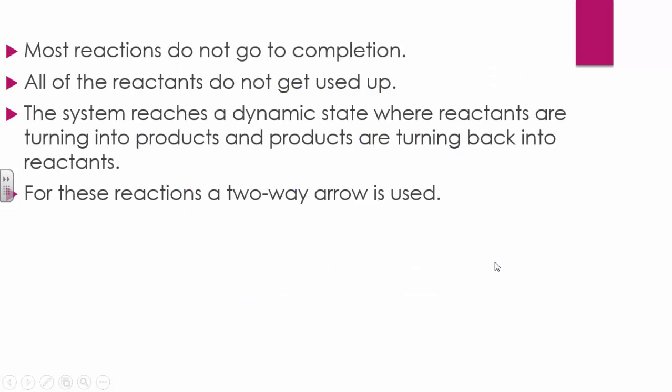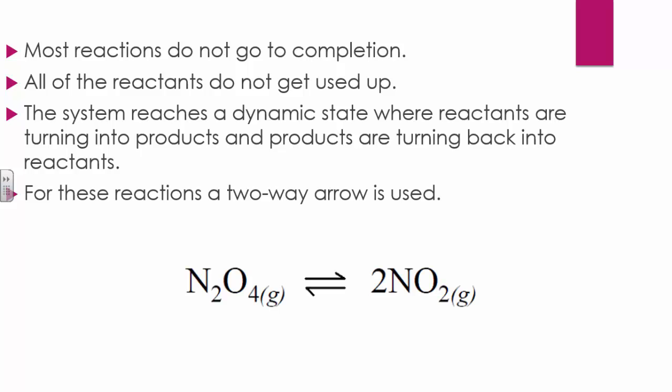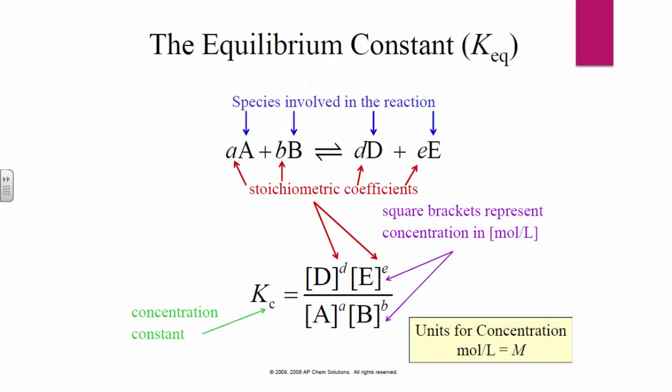Now, most reactions do not go to completion. That means that all of the reactants don't get used up. So the system reaches this dynamic state where the reactants are turning into products and products are turning back into reactants. So for this, we use a two-way arrow that looks like this. This means that we have N2O4 and NO2 constantly going back and forth in the system.